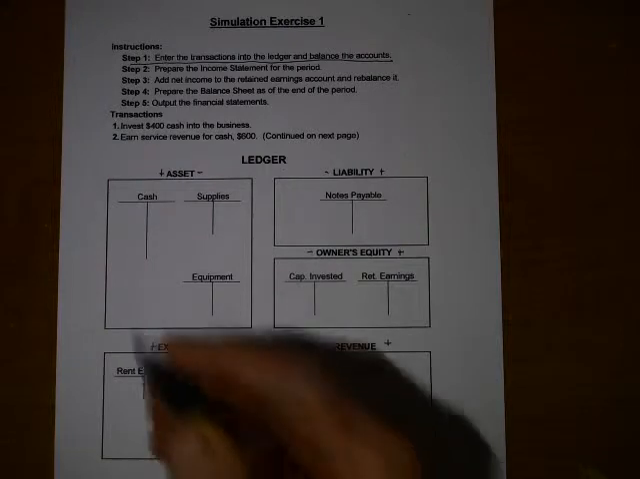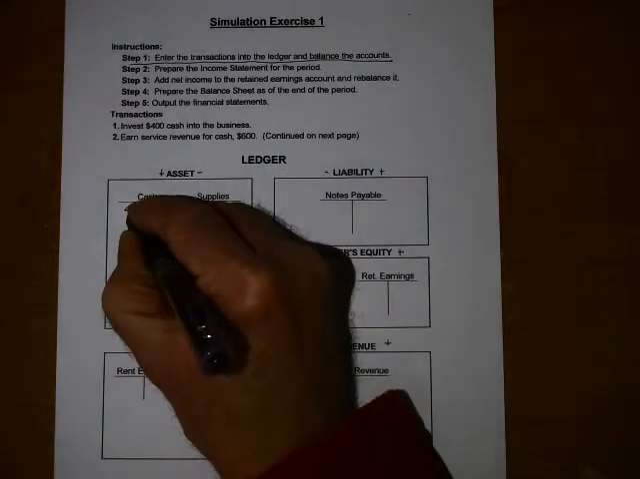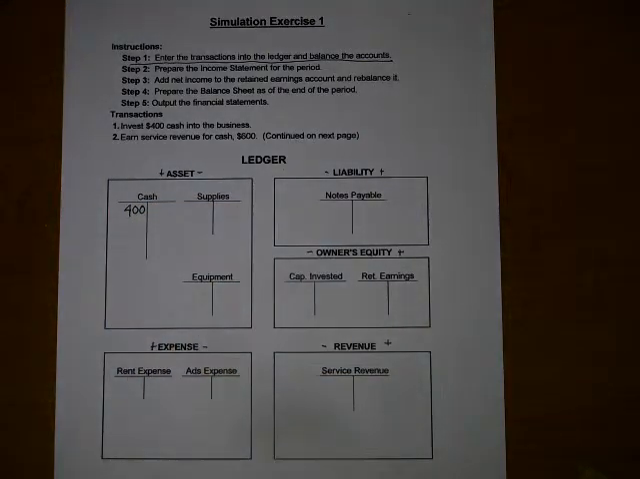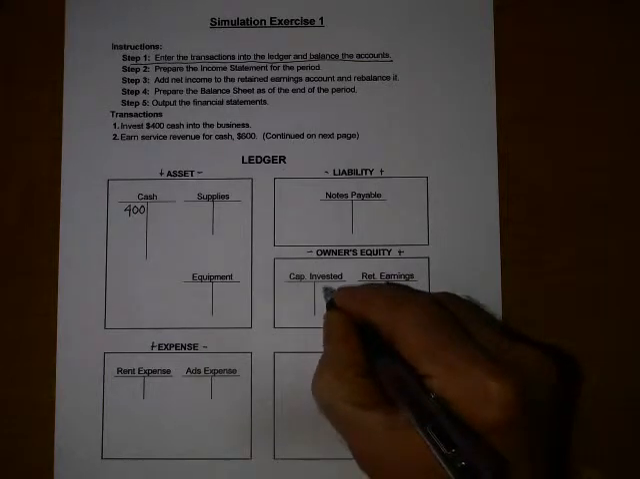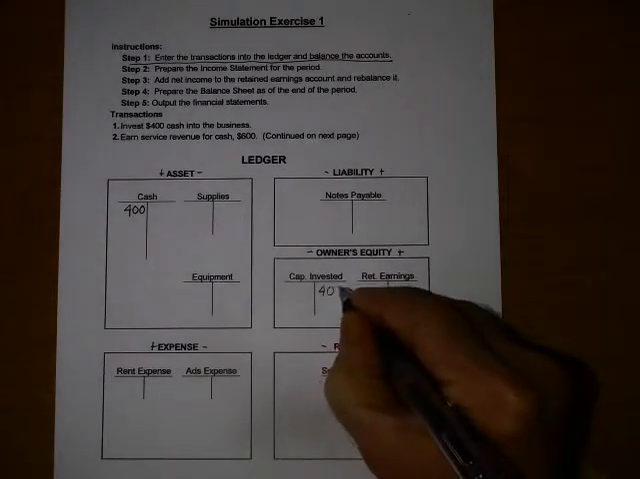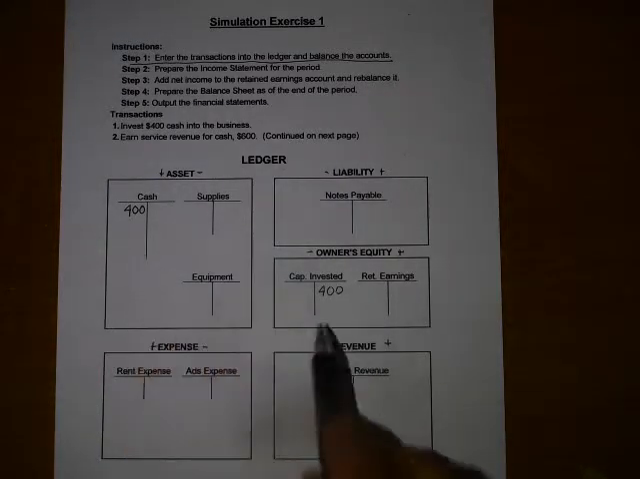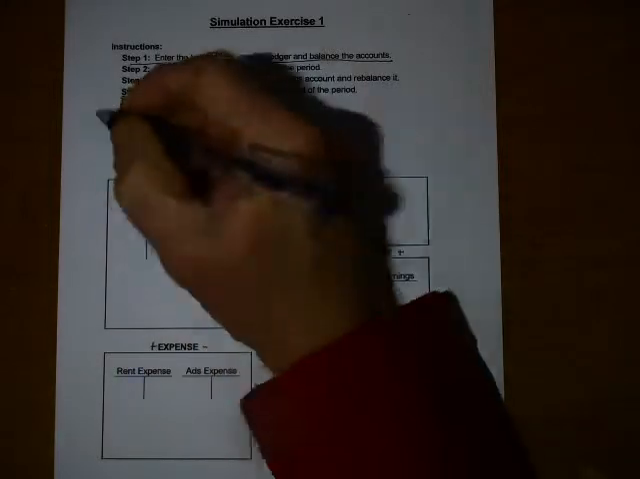Cash is an asset. It increases on the left or debit side. Capital invested is an owner's equity account. It increases on the right or credit side. Now you want to make sure and check that lefts and rights are equal, which is the case here. All right, so that takes care of the first one.